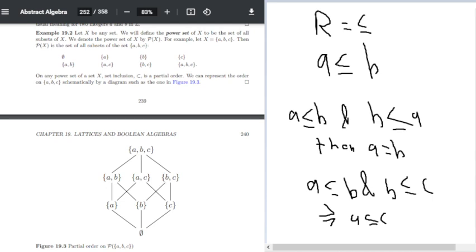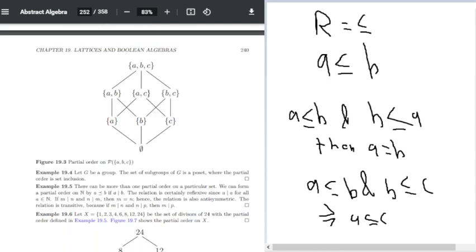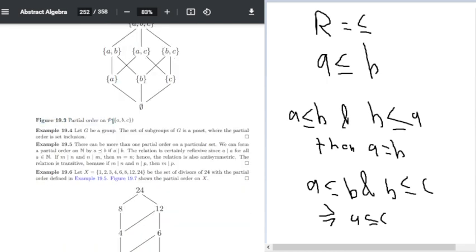On any power set of X, set inclusion, the inclusion of subsets, is a partial order. We can represent the order on {A, B, C} schematically by a diagram such as the figure in 19.3. So this is saying that {A} is a superset of the empty set, {B} is a superset of the empty set, and we have the relations where if we have a line going up, then the element at the beginning of a line is a subset of the element at the end of the line. Which is why, for example, we don't have a line between {B} and {A, C} here, because {B} is not a subset of {A, C}, so there won't be a line. So this is the partial order on P({A, B, C}).